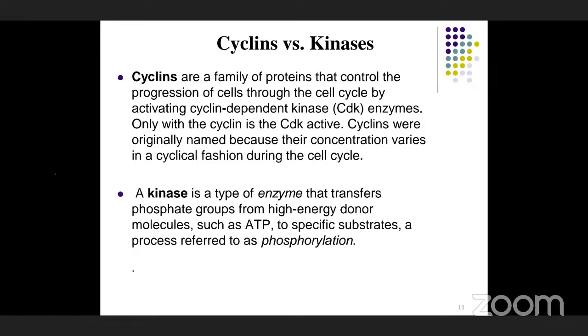A kinase is an enzyme that transfers phosphate groups from a high energy donor, that is ATP, to the substrate. That means these proteins have to be activated by the addition of phosphates. From where does this phosphate come? The donor is mostly, 99%, ATP. ATP will donate the phosphate group and form ADP and Pi, inorganic phosphate. This process is called phosphorylation.